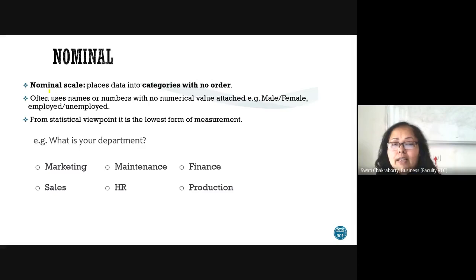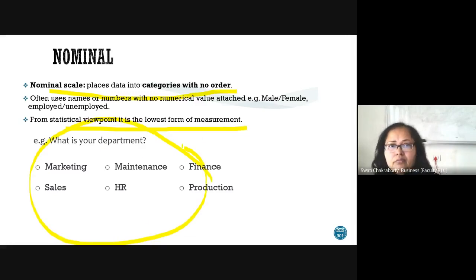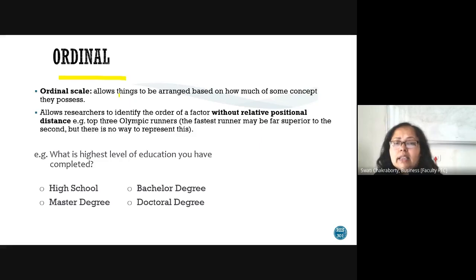So, nominal scale places data into categories with no order, and it's often used for names or numbers with no numerical value, like male, female, unemployed, employed. From a statistical viewpoint, it's the lowest form of measurement, right? This is an example. Ordinal scale allows things to be arranged based on how much of some concept they possess, right? So it allows researchers also to identify the order of a factor without relative positional distances, like who is more superior to the second. That's how it's done.